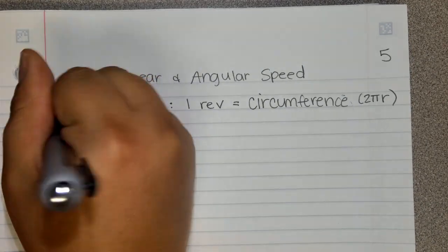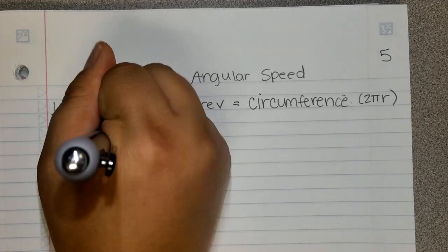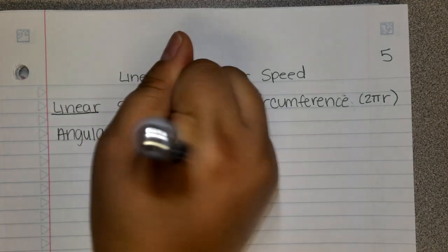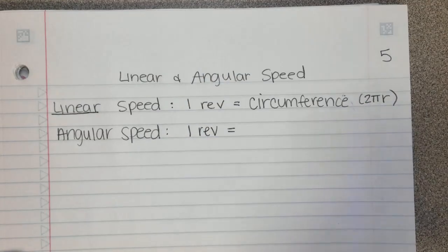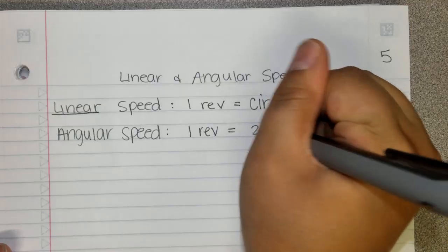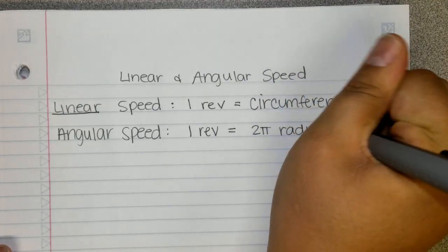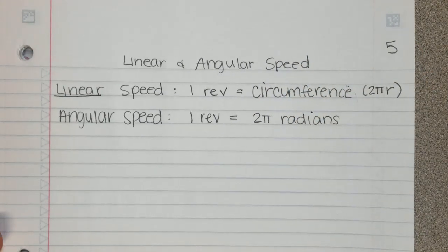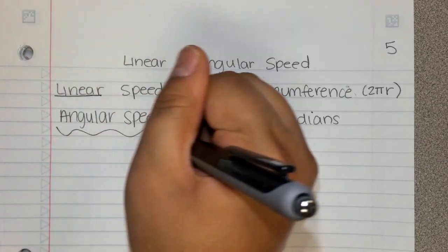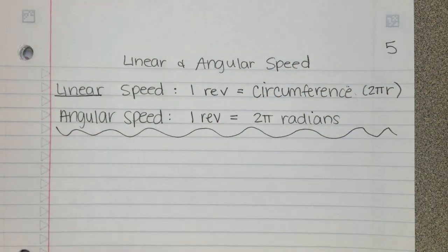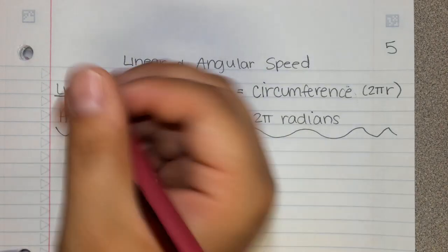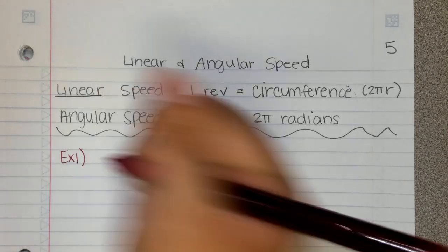For angular speed, one revolution is how much? 360, yes, but we're going to do it in radians. So it is 2 pi radians. If you know this, you can do all the conversions you want. So, we're going to do 3 examples. Example 1.